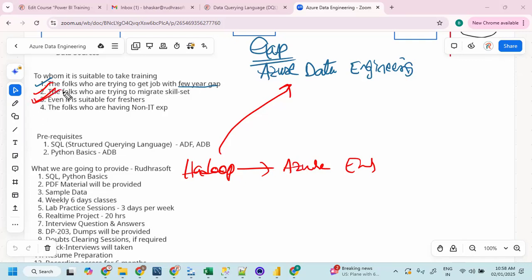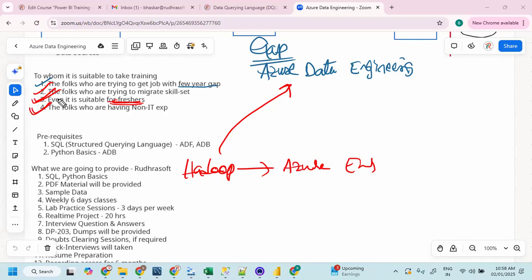And it is even suitable for freshers also, because it was introduced in the academics, data science, data engineering. All these are introduced, so you can also go with that. There are many companies recruiting even freshers.